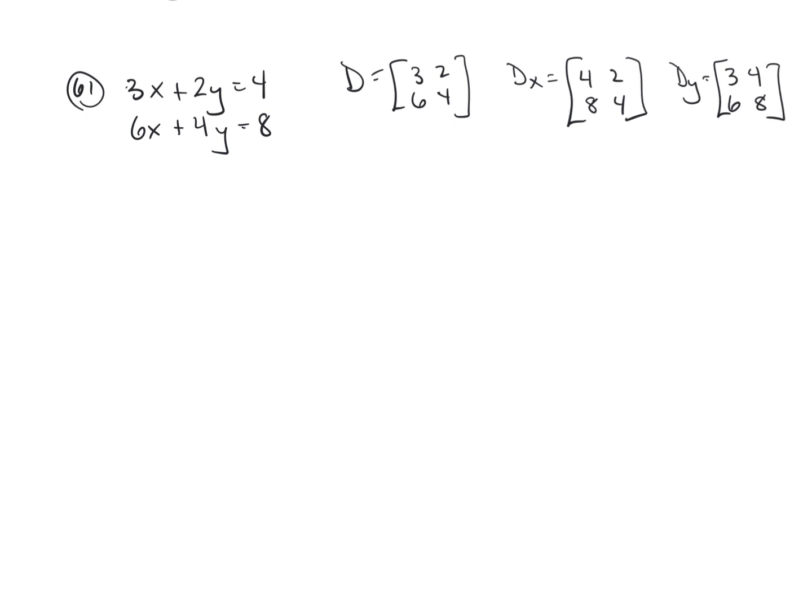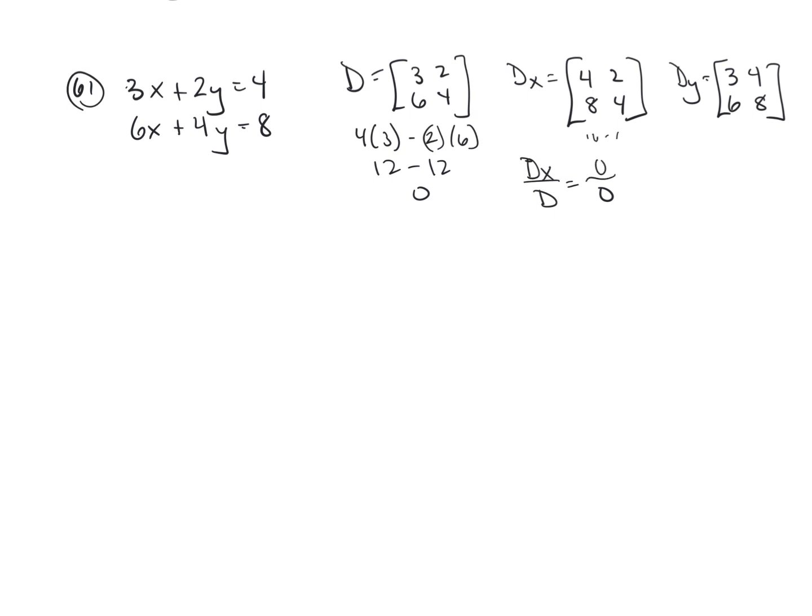Okay, here we go. So for D, we're going to have 4 times 3 minus 2 times 6, which is 0. Okay, we're done. We can't tell what x and y are. We just know they don't have a nice normal xy solution, because remember, to find x, you do D sub x divided by D, which is 0. We can't do that. That's very bad.